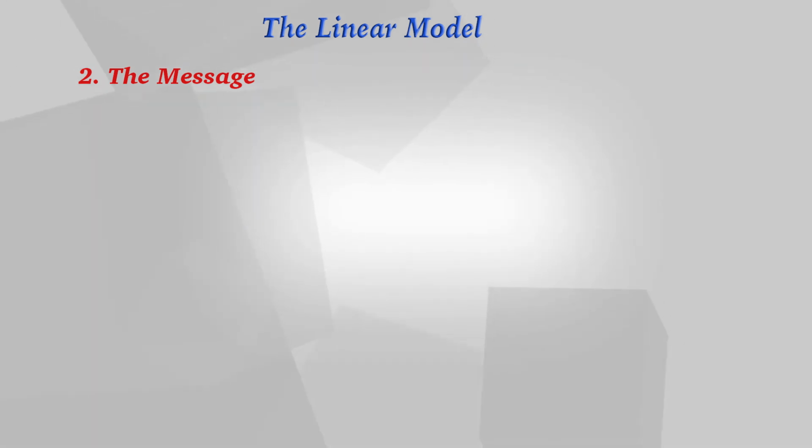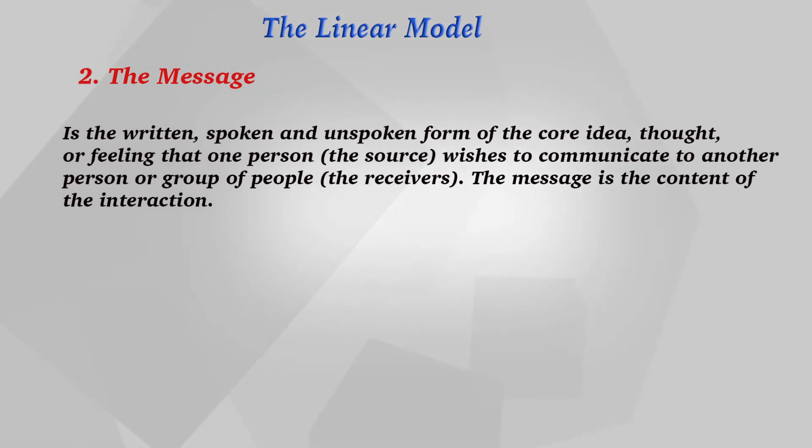Second element is the message. Message is the written, spoken and unspoken form of the core idea, thought or feeling that one person, that is the source, wishes to communicate to another person or group of people, that is the receiver. The message is the content of the interaction. The objective of the message could either be to inform, to persuade, to mobilize, or motivate the receiver in taking a particular course of action.